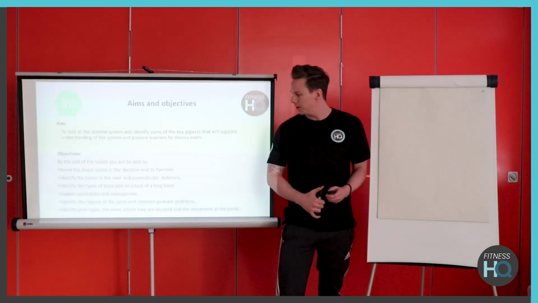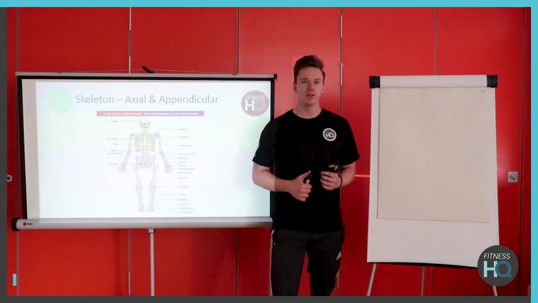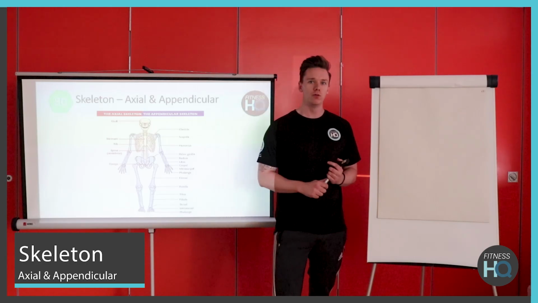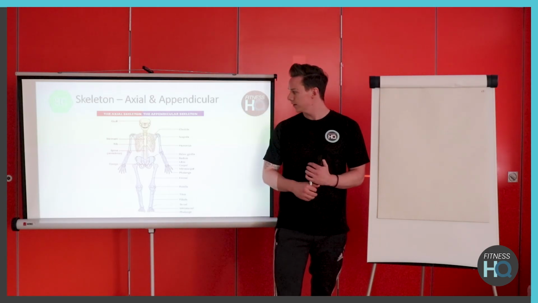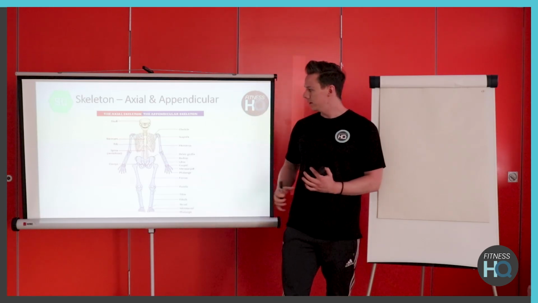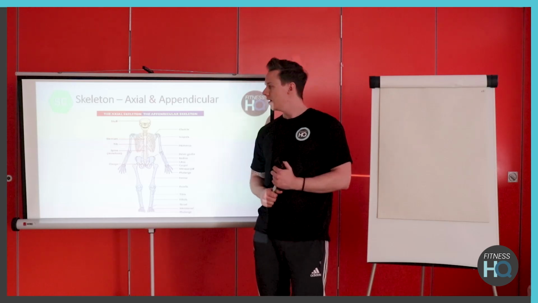Aims and objectives, as you can see there, I'm not going to bore you through them, so we'll go straight on to the skeleton itself. The skeleton has over 200 bones, 206 to be exact, and as you can see from the diagram here, they're all labelled into the major bones in the body.